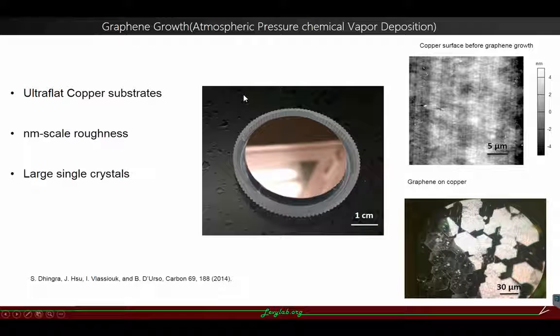We grow high quality CVD graphene at atmospheric pressure. We diamond turn the copper disc with a diamond turning machine to make an ultra flat copper disc. And this is an AFM image of the copper disc. The roughness of the copper is under 1 nanometer. And here is a microscope image of graphene on copper, so we can get very large domains, like 100 micrometers.